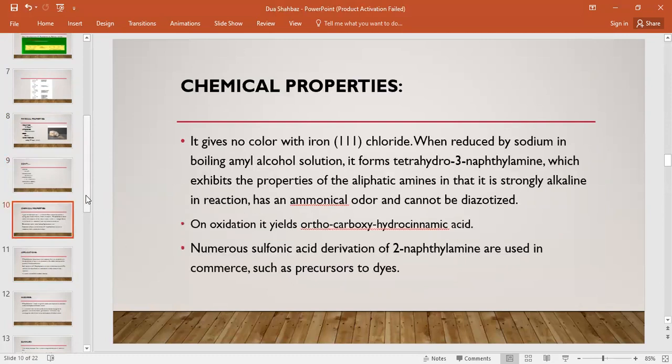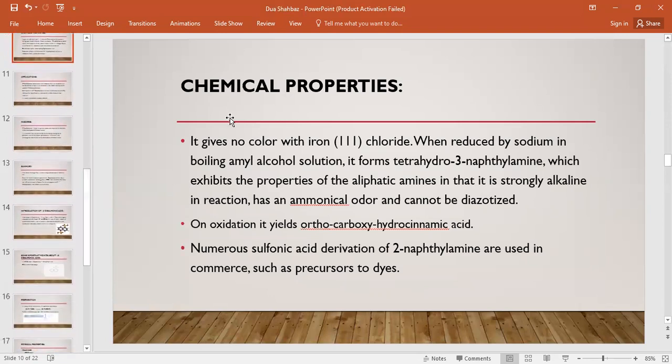On the other hand, now we discuss the chemical properties. It gives no color with iron(III) chloride. When reduced by sodium in boiling amyl alcohol solution, it forms tetrahydro-2-naphthylamine, which exhibits the properties of an aliphatic amine in that it is strongly alkaline in reaction, has an ammoniacal odor, and cannot be diazotized. On oxidation, it yields orthocarboxyhydrocinnamic acid. Numerous sulfonic acid derivatives of 2-naphthylamine are used in commerce as precursors to dyes.